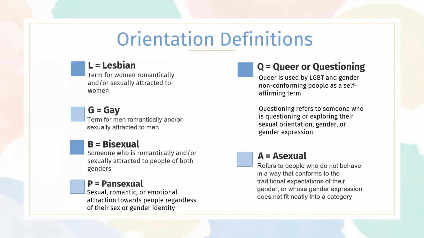So on this slide, we have some orientation definitions. You may be familiar with some of these terms. The first one we have is lesbian. So this is a term for women who are attracted to other women. Gay is a term for men who are attracted to other men. Bisexual is someone who is romantically and or sexually attracted to people of both genders. Pansexual is a term for those who can feel an attraction to anyone, including individuals who do not identify as a specific gender. Queer is a synonym for not straight, and this is a great umbrella term for people across a spectrum of sexual orientations. Then we have questioning, which refers to someone who is questioning or exploring their sexual orientation, gender, or gender expression. And an individual who identifies as asexual has little to no interest in sexual contact with other people.